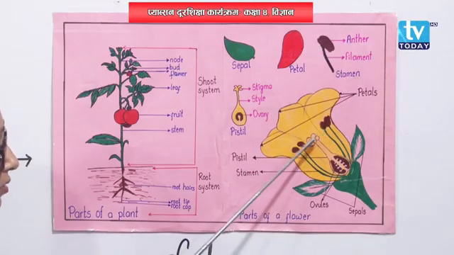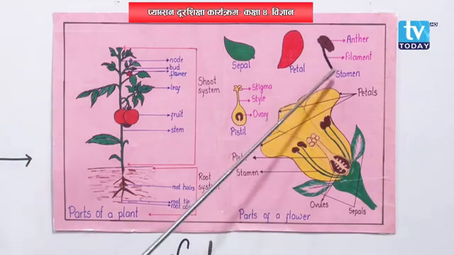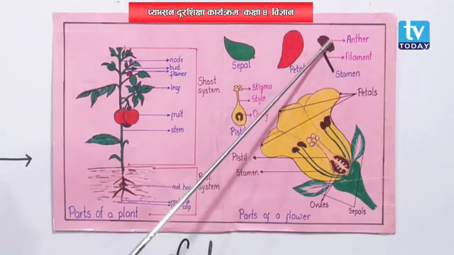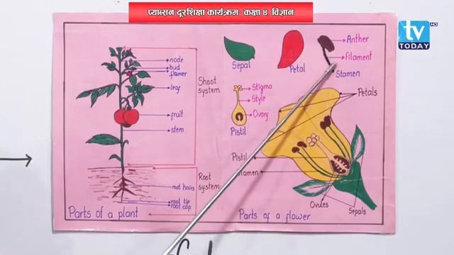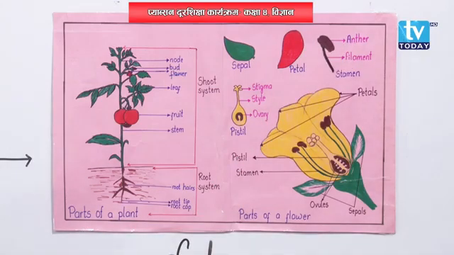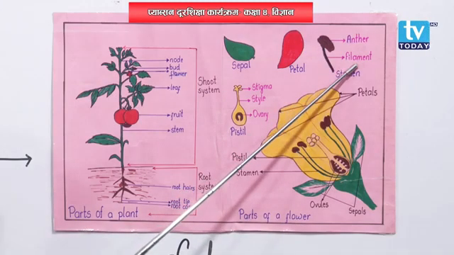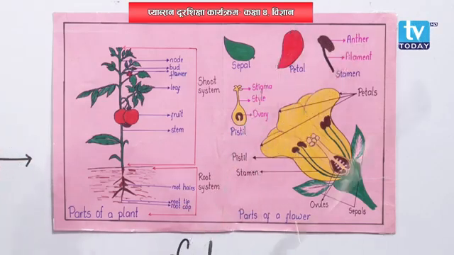Here, these brown colored structures are anthers, and these green colored structures are filaments. What does the filament do? It attaches the anther to it. It helps the anther to be attached, whereas the anther produces pollen grains. Understood? Are you getting me or not?